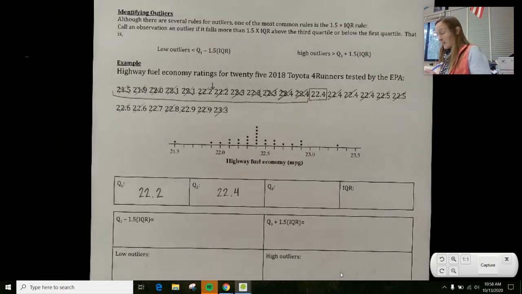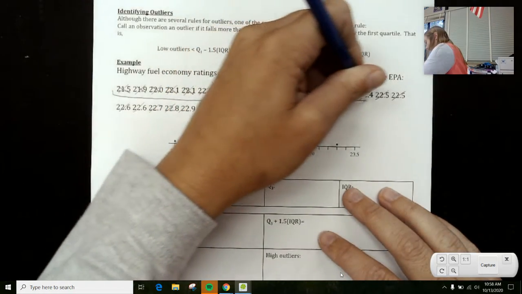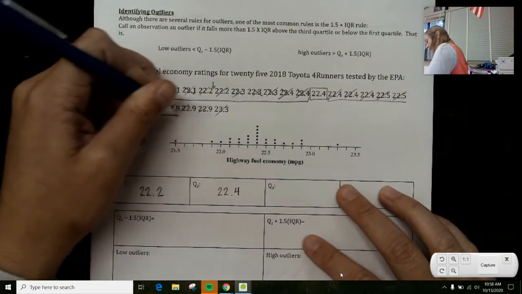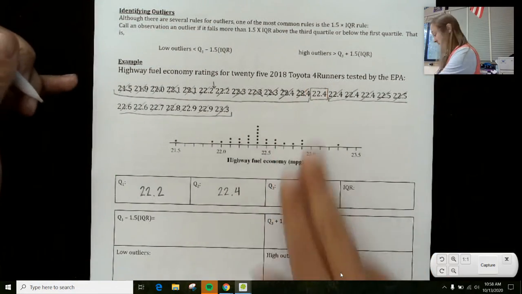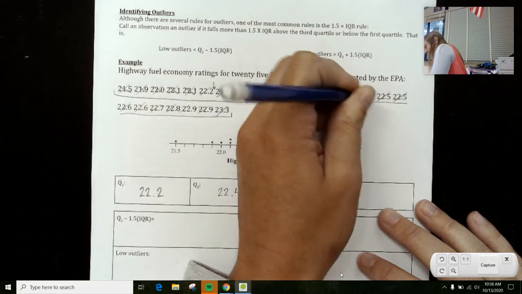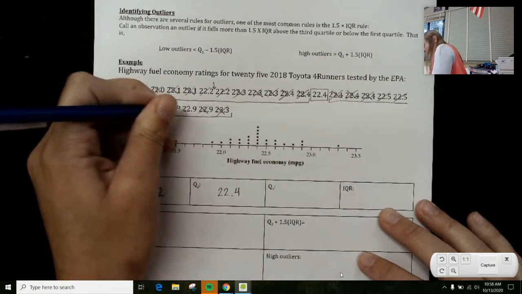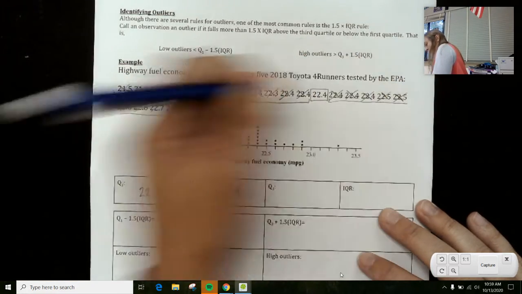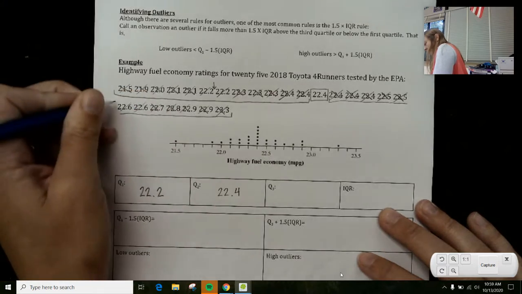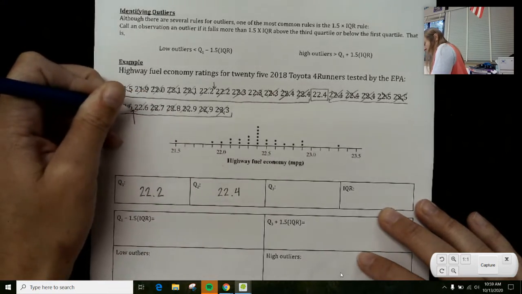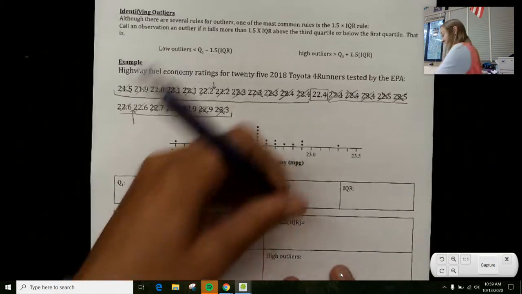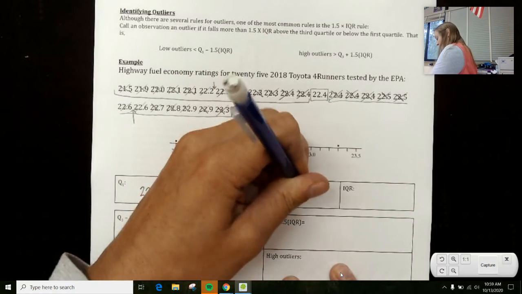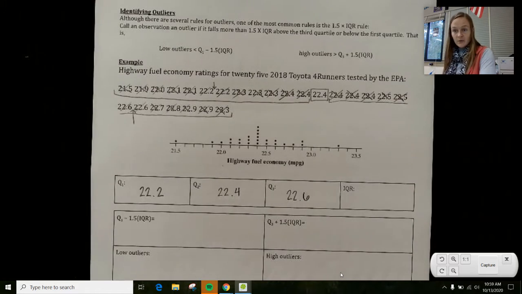Now I'm going to look at the upper half of the data. So it's from there to here. I'm going to pretend the lower half doesn't exist. So I've got 1, 2, 3, 1, 2, 3, 1, 2, 1, 2, and I can see my Q3 is between 22.6 and 22.6, which means it is 22.6. So there's a second example on finding Q1, Q2, Q3.